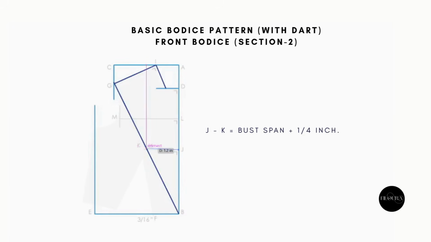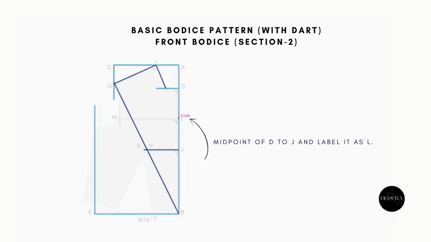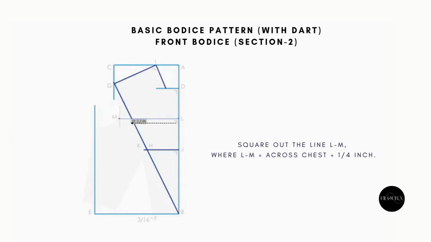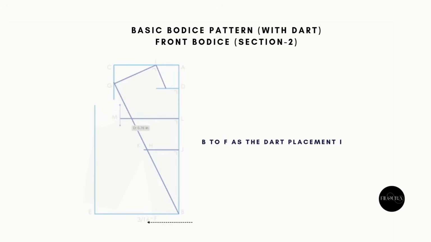Next, mark J to K, bust span measurement plus 1/4 inch. From point J, square out a horizontal line to point K, ensuring that the line passes through point H. Now, find the midpoint of D to J and label it as L. From point L, square out the line L to M, where L to M is across chest measurement plus 1/4 inch. From point M, draw a vertical guideline by squaring up and squaring down. Finally, mark B to F as a dart placement point.